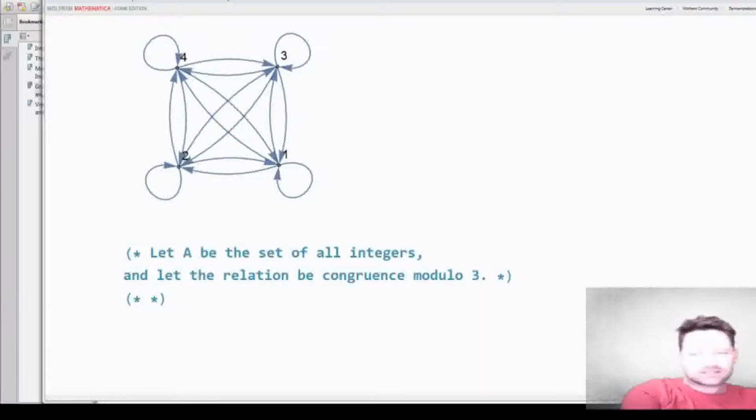So it is reflexive. So what we have is x is congruent, and I'll just put equivalent, x is congruent to itself mod 3. So it is reflexive. So any integer is equivalent or congruent to itself modulo 3. So reflexive.